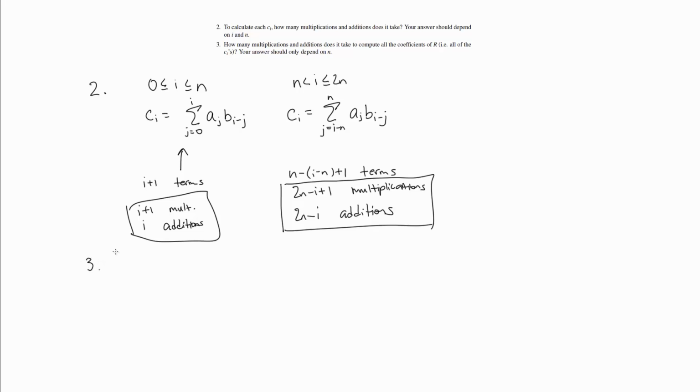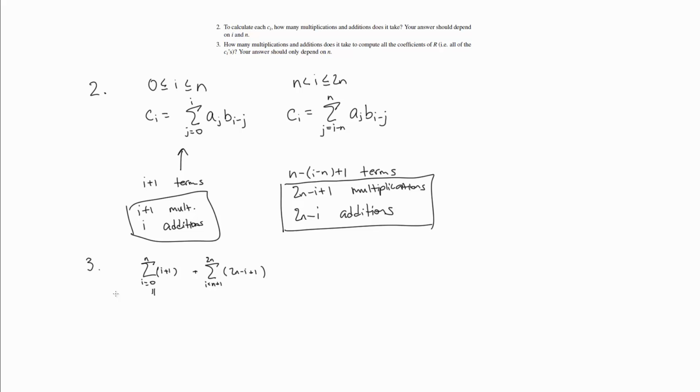To calculate the total number of multiplications, we sum over the number of multiplications it takes to calculate each of the CIs. So the first sum is going to be from I equals 0 to n of I plus 1, plus the sum from I equals n plus 1 to 2n of 2n minus I plus 1.